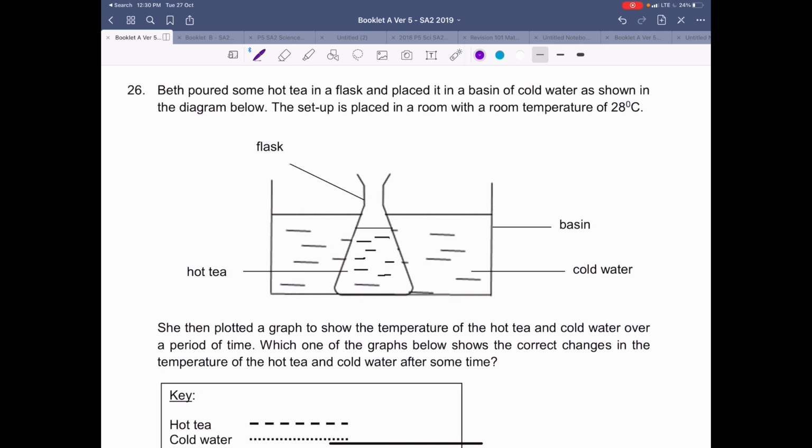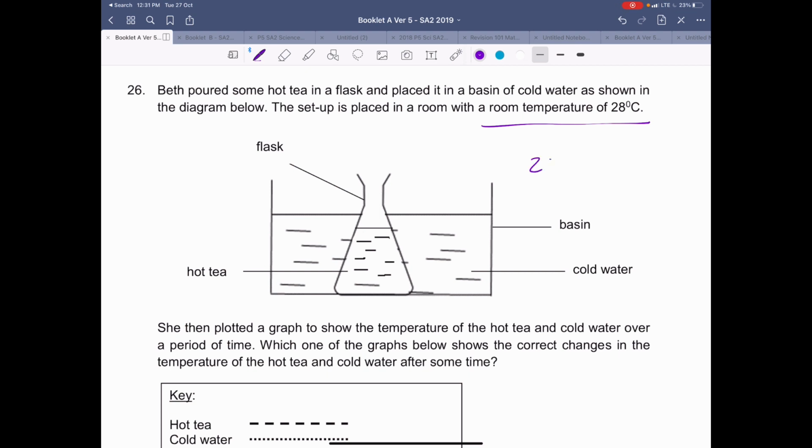Beth poured some hot tea into the flask and placed it in the basin of cold water as shown in the diagram. The cells are placed in a room temperature of 28 degrees. Now, first thing first, when you talk about this kind of question, they are testing on the concept of how heat travels. So heat always travels from a region of hotter region, higher temperature, to lower temperature.